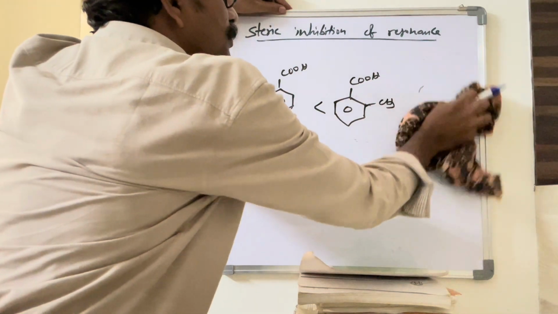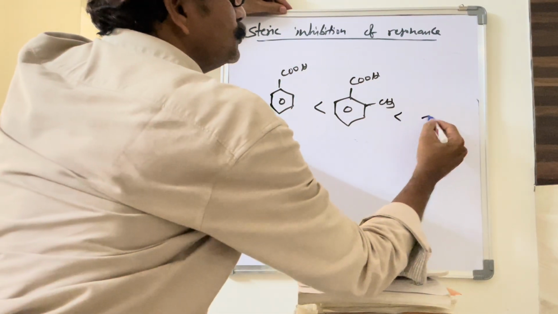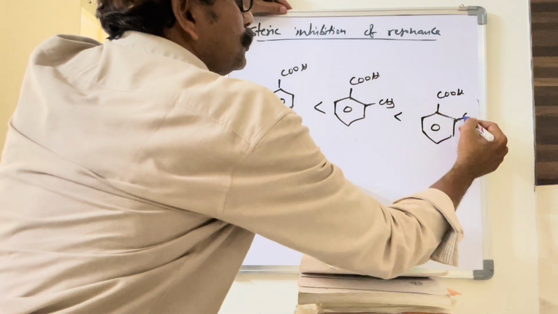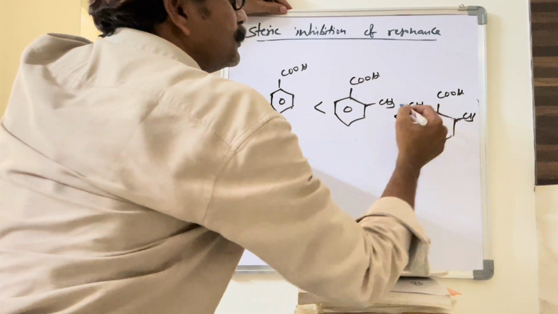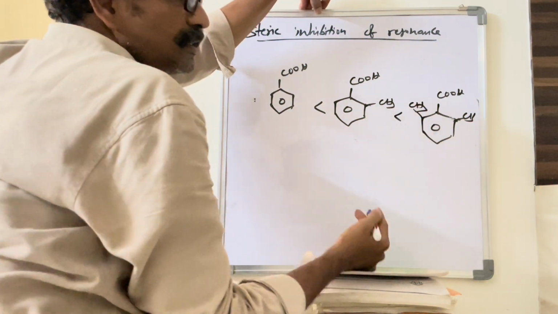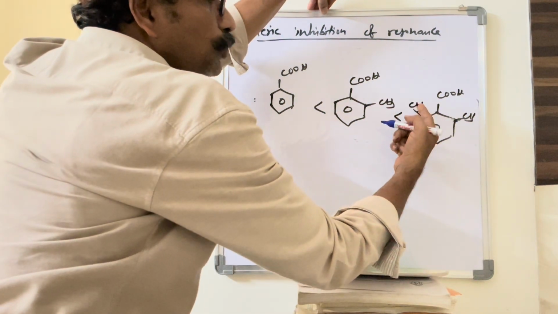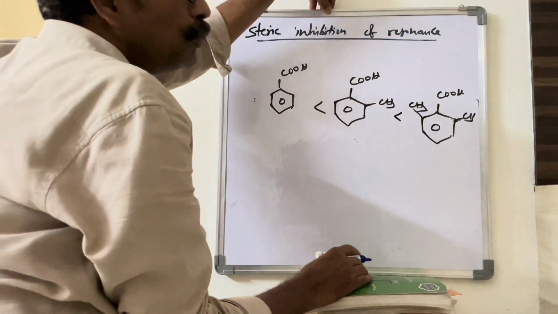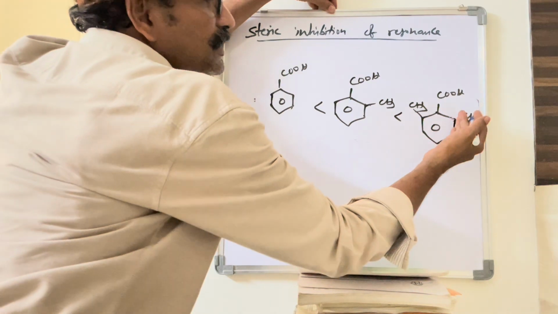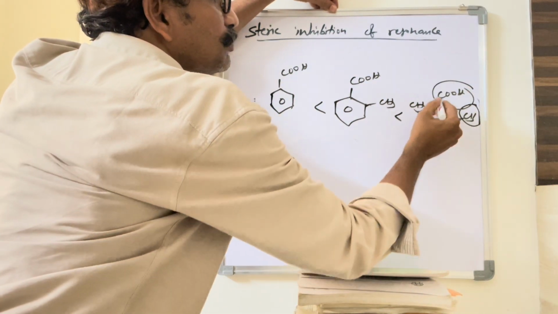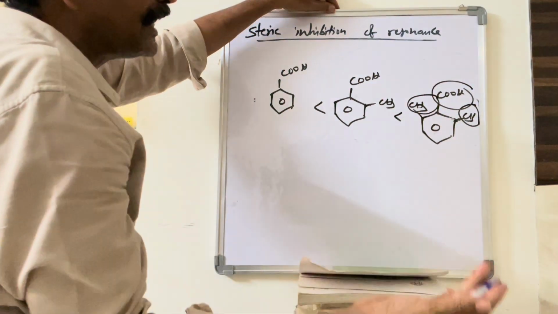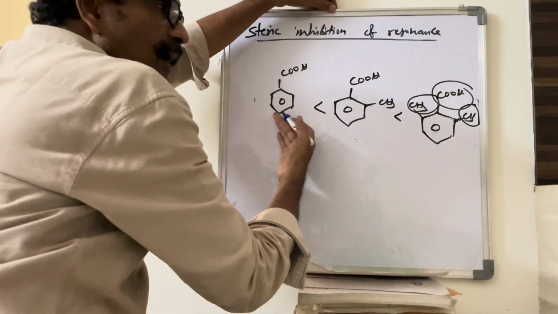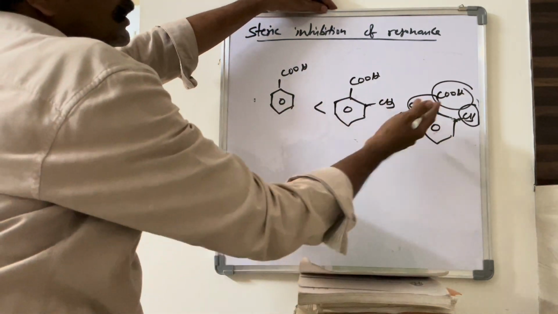Similarly, if you take 2,6-dimethyl benzoic acid, here in the third case, at both ortho places methyl groups are there, so more steric inhibition of resonance is operated. Greater the steric inhibition of resonance, greater the acidic strength. That means this is the order of acidic strength of these three.